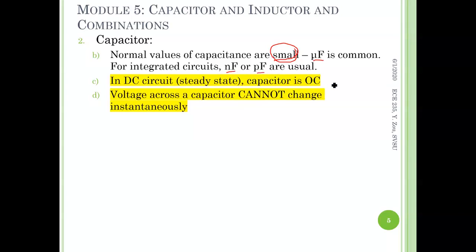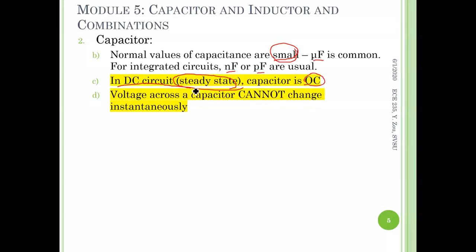So you can imagine if you're seeing a so-called 1 farad capacitor, you need to be aware that it is a very big capacitor. Next, in a DC circuit, at steady state, a capacitor is nothing but an open circuit.